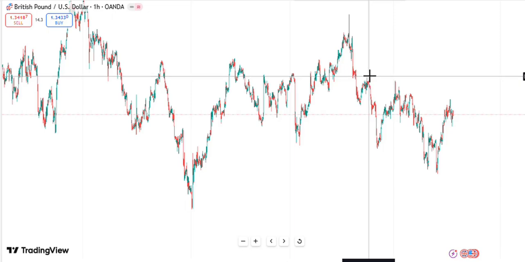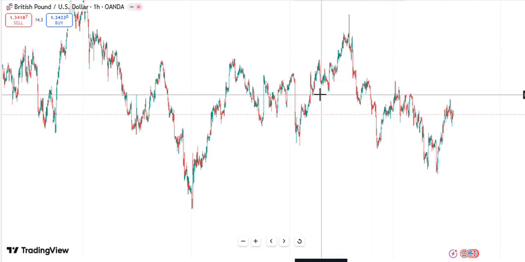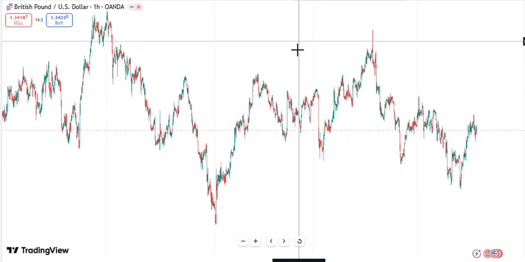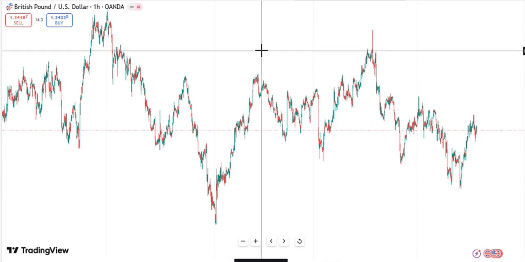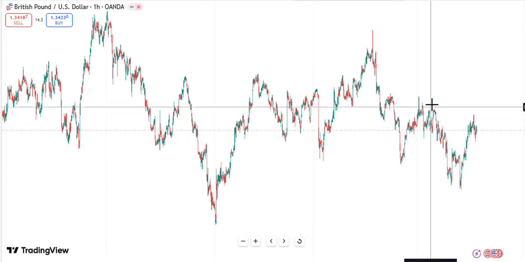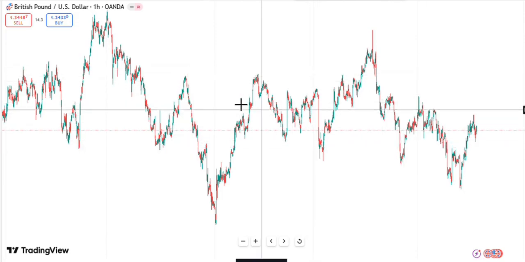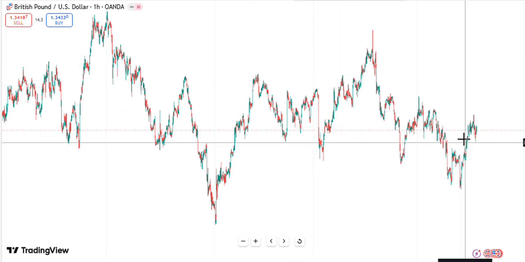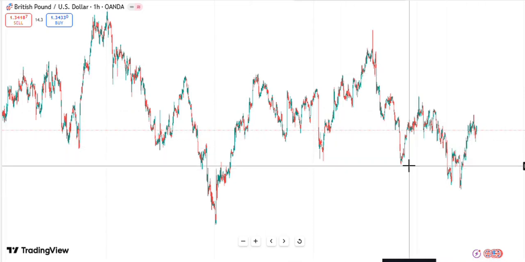So hi guys. So today I want to analyze GBPUSD. And firstly, before I continue to the analysis, I want to explain why GBP is currently trending lower and lower.